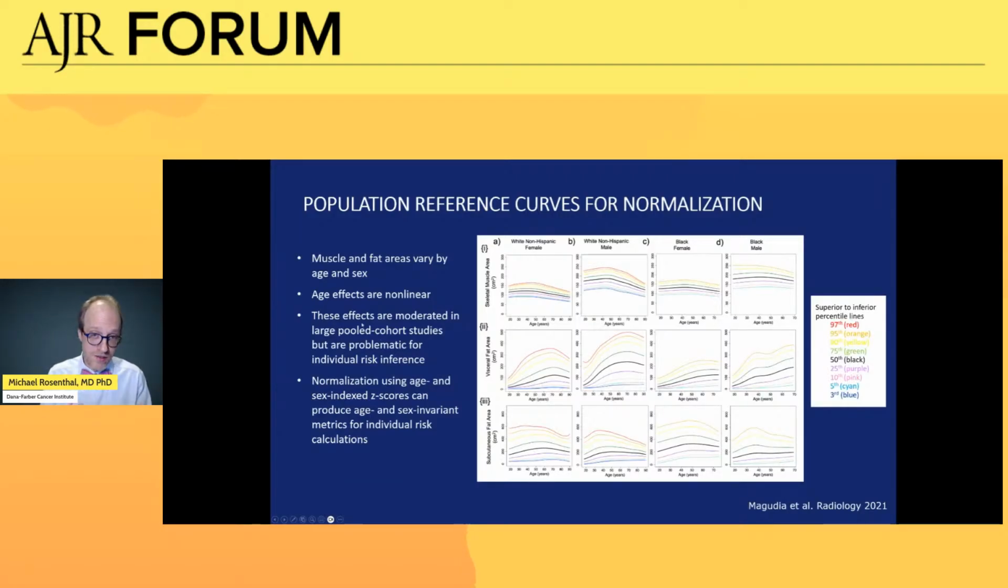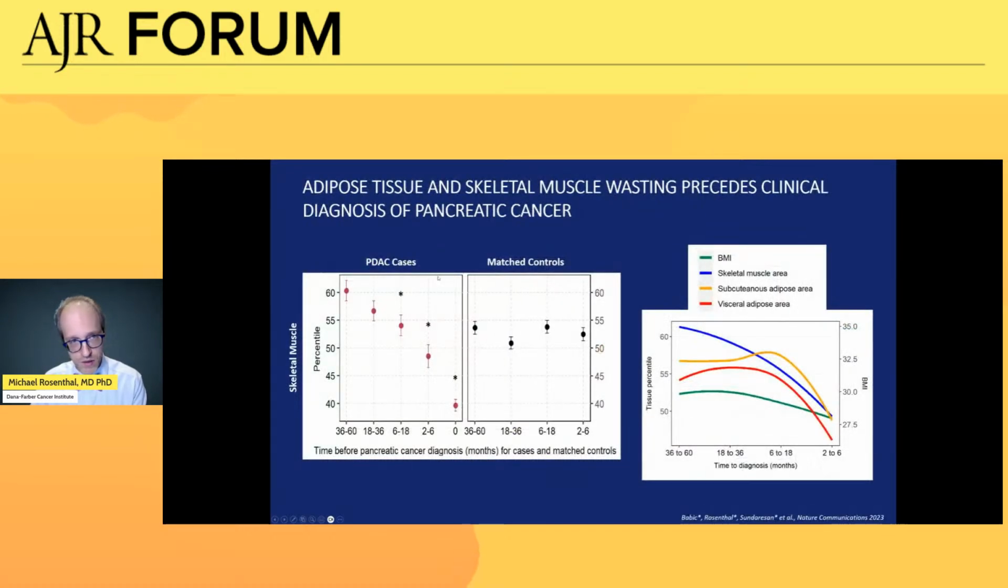It's fine to do that kind of analysis when you're talking about population studies and asking questions like, is there an effect here? But when we talk about individual risk inference, you want to look at one person and measure their risk, we can't do that. And so we developed individual z-scores using age and sex indexing, and that produces age and sex invariant metrics for individual risk calculations, and that was really beneficial.